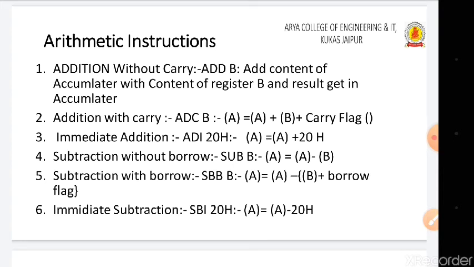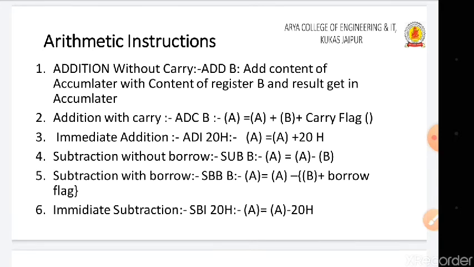Next, subtraction with borrow, subtraction without borrow. For example, SUB B. SUB stands for subtraction, B stands for register B. Content of register B is subtracted from A and the result is stored in A.